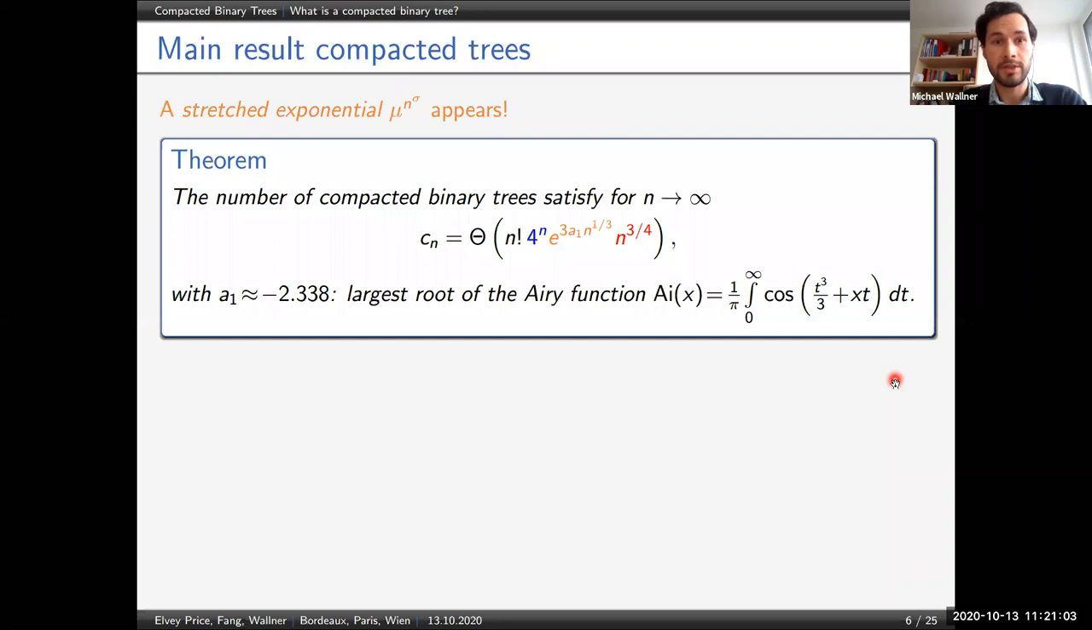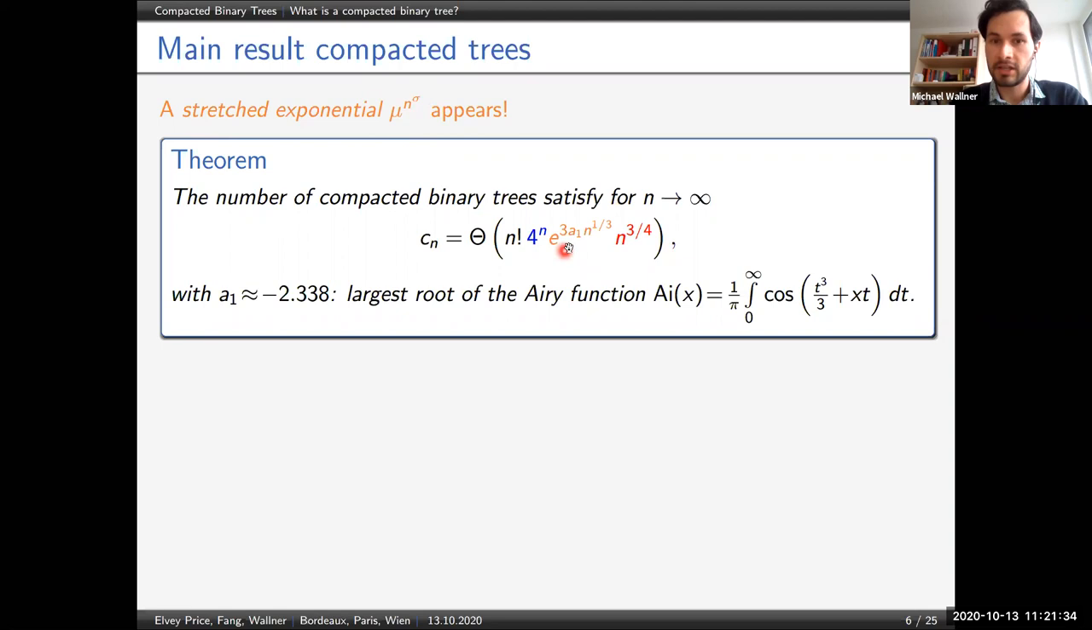And here is the main result. And here is the last thing I promised. Now you know what a compacted tree is. And the next thing in the title I haven't introduced so far is a stretched exponential. A stretched exponential is a term of the form base to the n to some sigma. And here we have shown, together with Andrew and Wenjie, that the number of compacted binary trees of size n behaves asymptotically like n factorial 4 to the n times this stretched exponential.